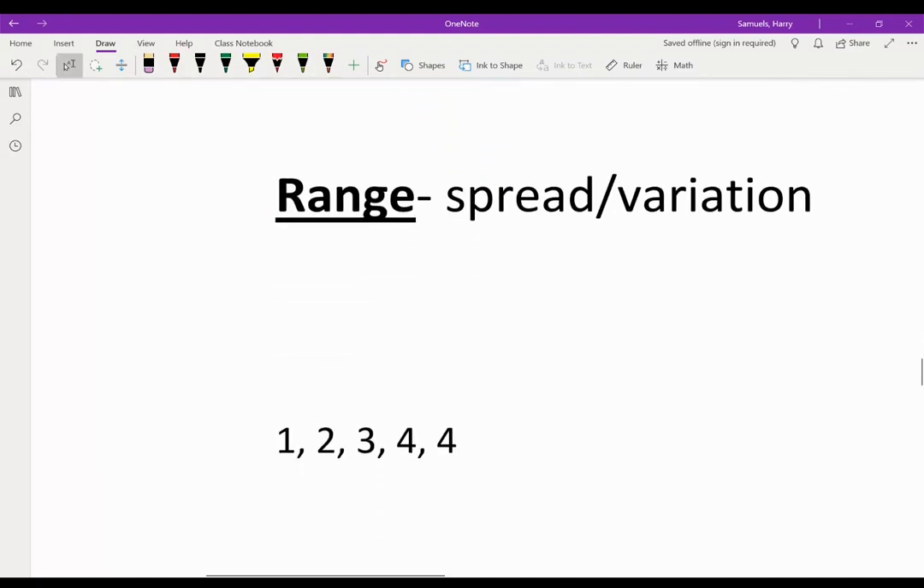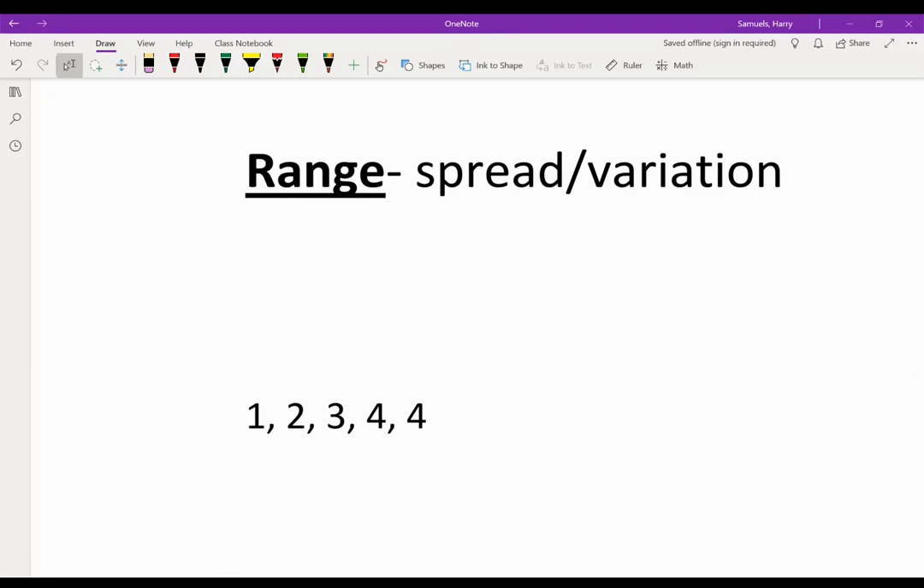Range is up next, and this is the one that has several different alter egos. What I mean by that is range can be known as spread or variation. All of these words mean how far apart are the numbers that you're given. To find the range or spread or variation between these numbers that I've given you, 1, 2, 3, 4, and 4, you would take the largest number and the smallest number, and you would subtract.